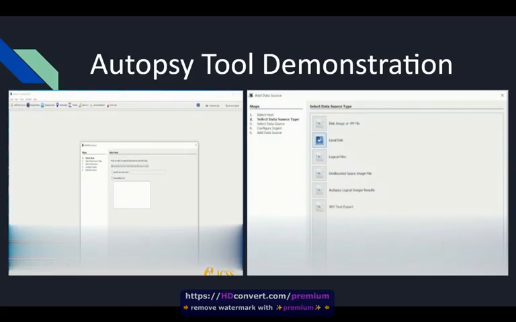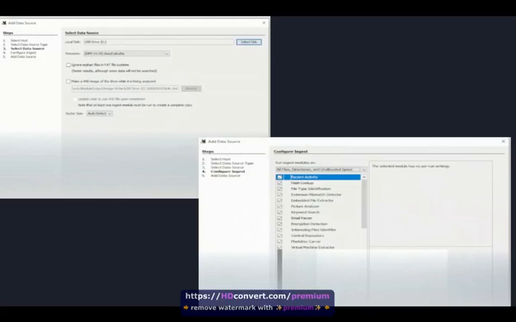And the second step will be selecting the data source type. Autopsy supports multiple types of data sources. In this step, you can specify the format of the evidence that you are adding. The common options might be disk images, logical files, local disk, or even the memory dump, which is basically the RAM snapshots. And the third step will be selecting the data source.